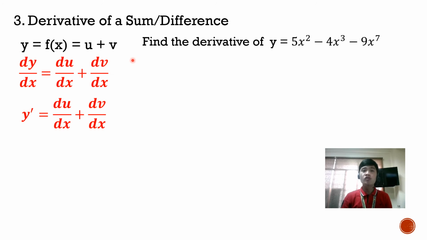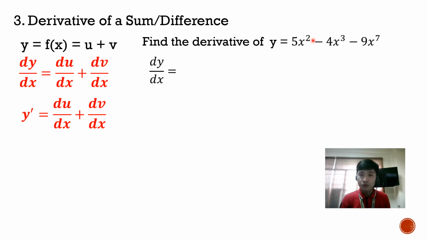So find the derivative of y is equal to 5x squared minus 4x cubed minus 9x raised to the 7th power. So how do we derive this? Step by step. First, the derivative of y in terms of x. We derive this following the pattern.